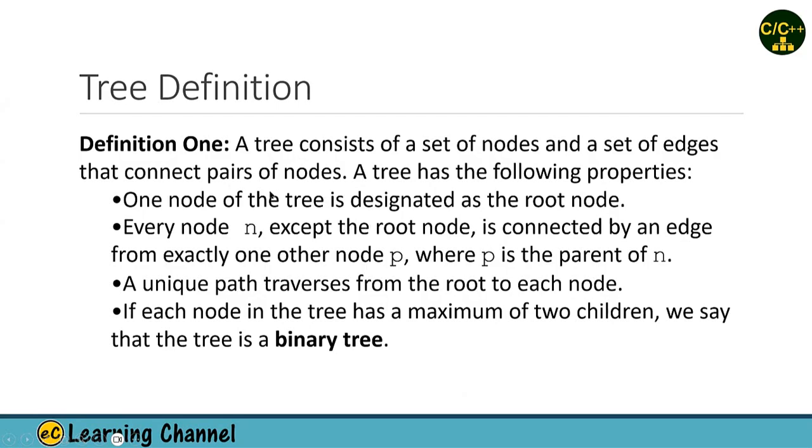Definition one, a tree consists of a set of nodes and edges. So usually a tree is written down as certain nodes, that is vertices, and edges. Okay.